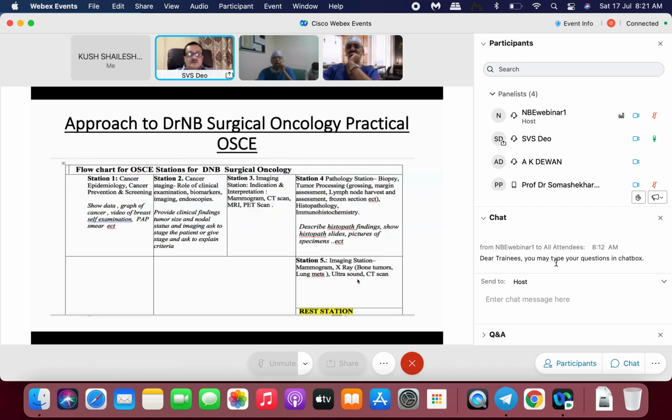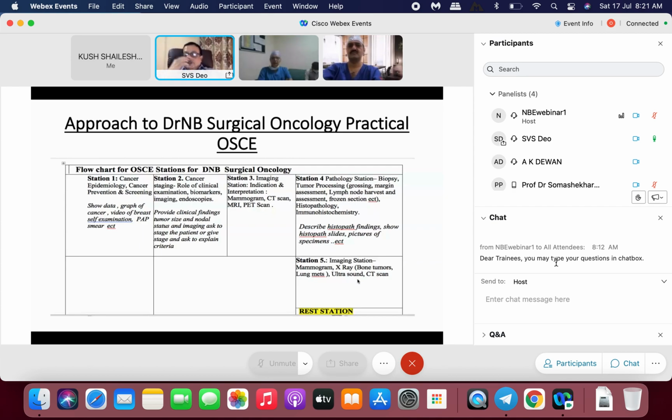Then you can move to a second station, which may be a role of cancer staging. So here we may have some information or questions related to examination, biomarkers, imaging, endoscopies. So for example, you have a station on imaging. So you can have some different types of imaging modalities here. And you will be given a clinical situation and asked, it may vary. We may just ask what kind of imaging you would like to do, or we may also show you an imaging and ask you to pick up the findings.